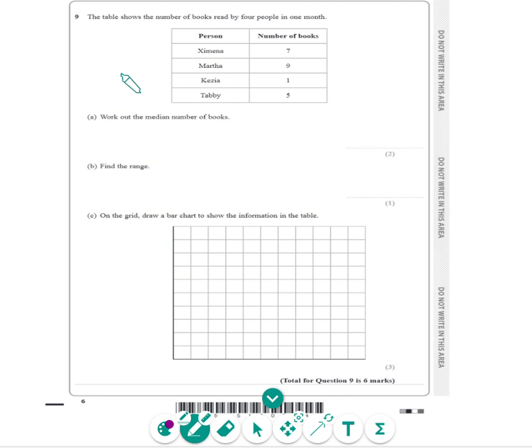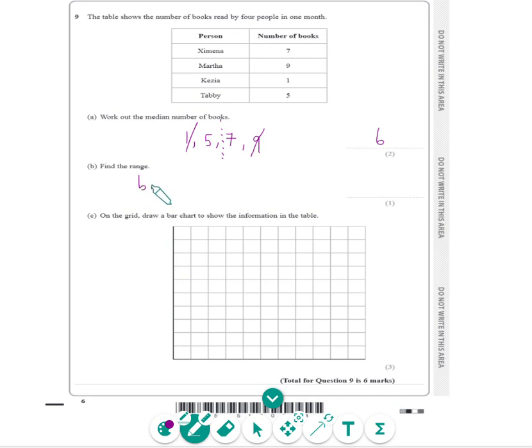Question 9. The table shows the number of books read by 4 people in 1 month. Work out the median number of books. So the median number, if we write the numbers in order, we are looking for the centre or the middle of the list. So if we cross off from either side, we can see that the centre of this ordered list is going to be halfway between 5 and 7, which is going to give us a median of 6.